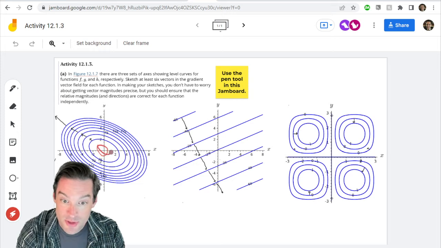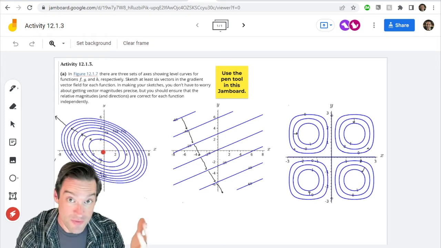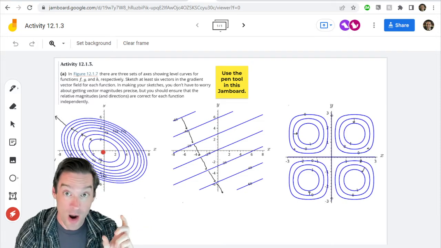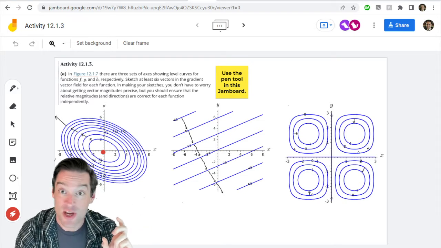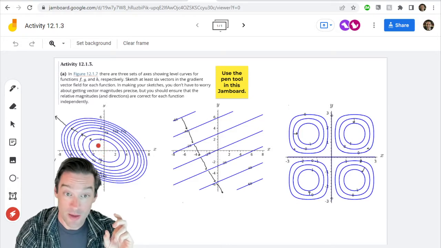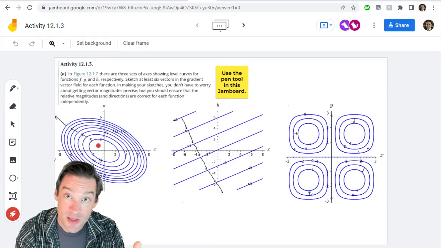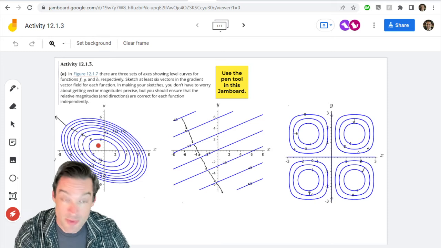Where my contours are not close together, in order to get 25 points higher on the z-axis, I have to change x and y more. I have to walk further on the map to change my elevation by 25 feet, right? And so over here, the largest directional derivative is smaller because I have to walk further to get to the next contour, so my denominator is larger in my directional derivative, and so the directional derivative is smaller.